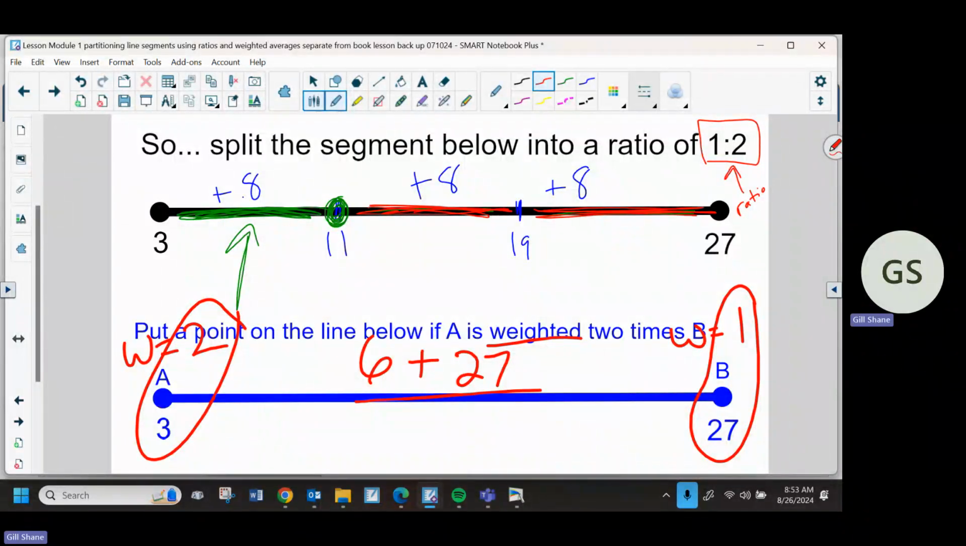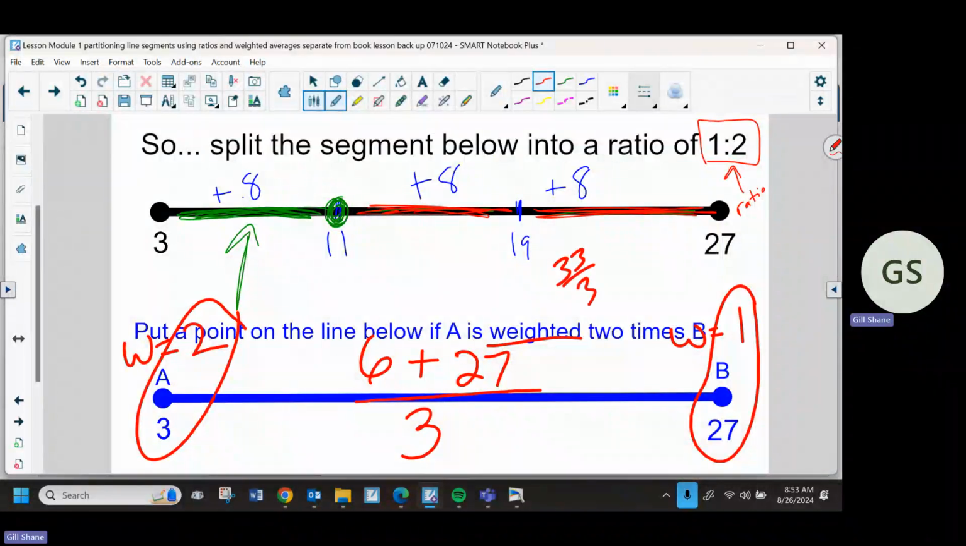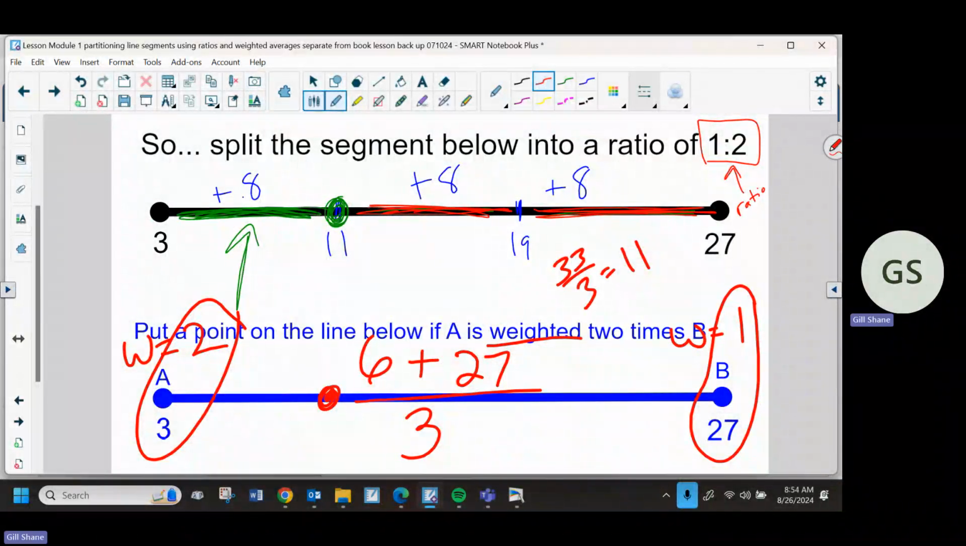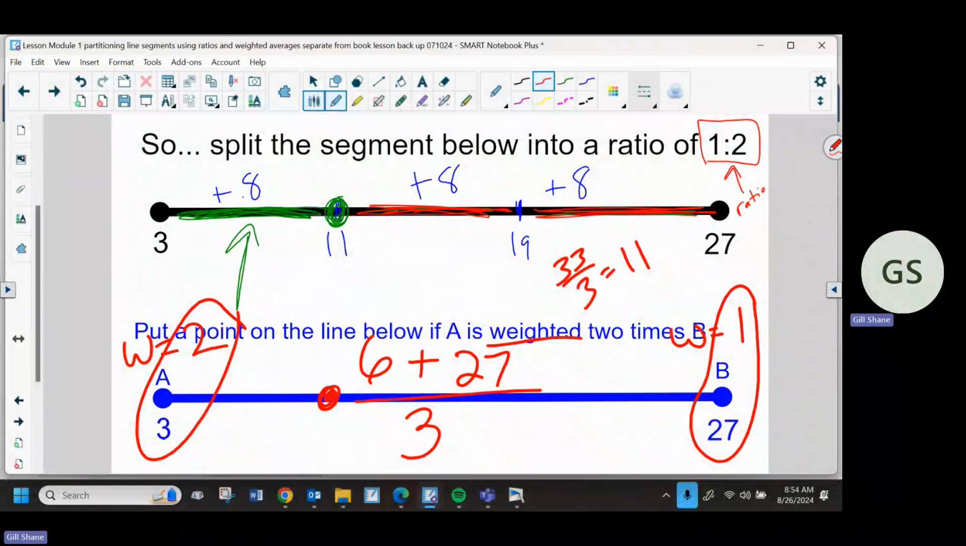Divide by the weights added together, right? So 1 plus 2, so I divide by 3. So 33 divided by 3. And you see, I get the exact same answer. They are opposites of each other. That is way easier to do the weights way than the ratio way if you have a problem that's on a coordinate plane. Actually, I did do that. I don't remember exactly, but they're pretty much the same.